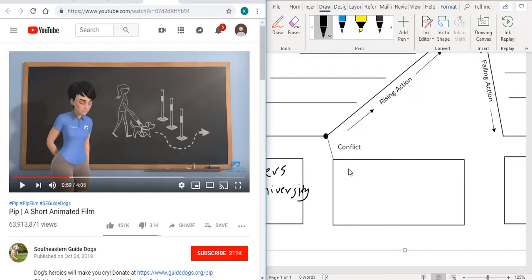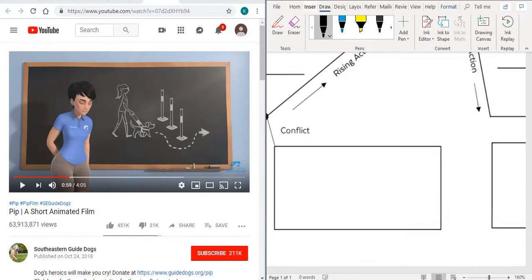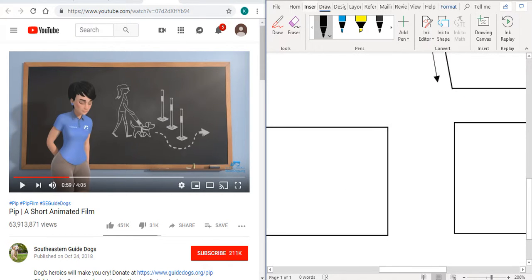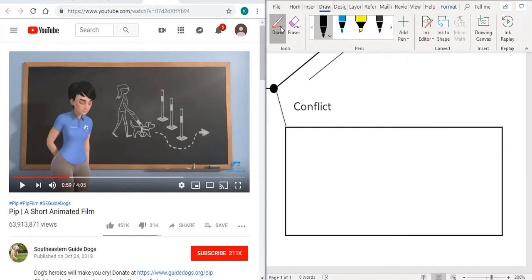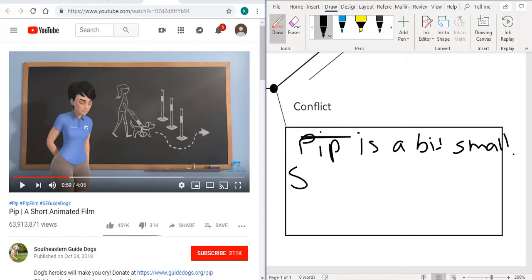Alright, so the conflict that comes up is that Pip is on the small side. So the conflict comes in here is that Pip is a bit small. She is let in. She is still let in. Alright, so from here on is going to be our rising action, so things that are adding to our story. Okay, so let's continue watching.